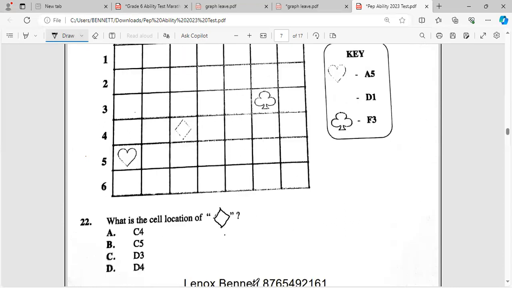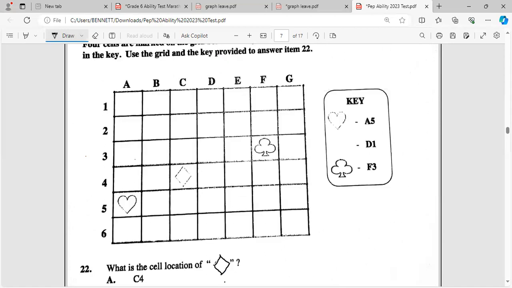It says, what is the cell location? Sir, can I go back up to the table? Sir, the answer is C4. Yeah, I agree with him, sir, because notice they put the letter first in all of them, right? So it's C4. Yes, sir. Can I do 24? And somebody else did 23.